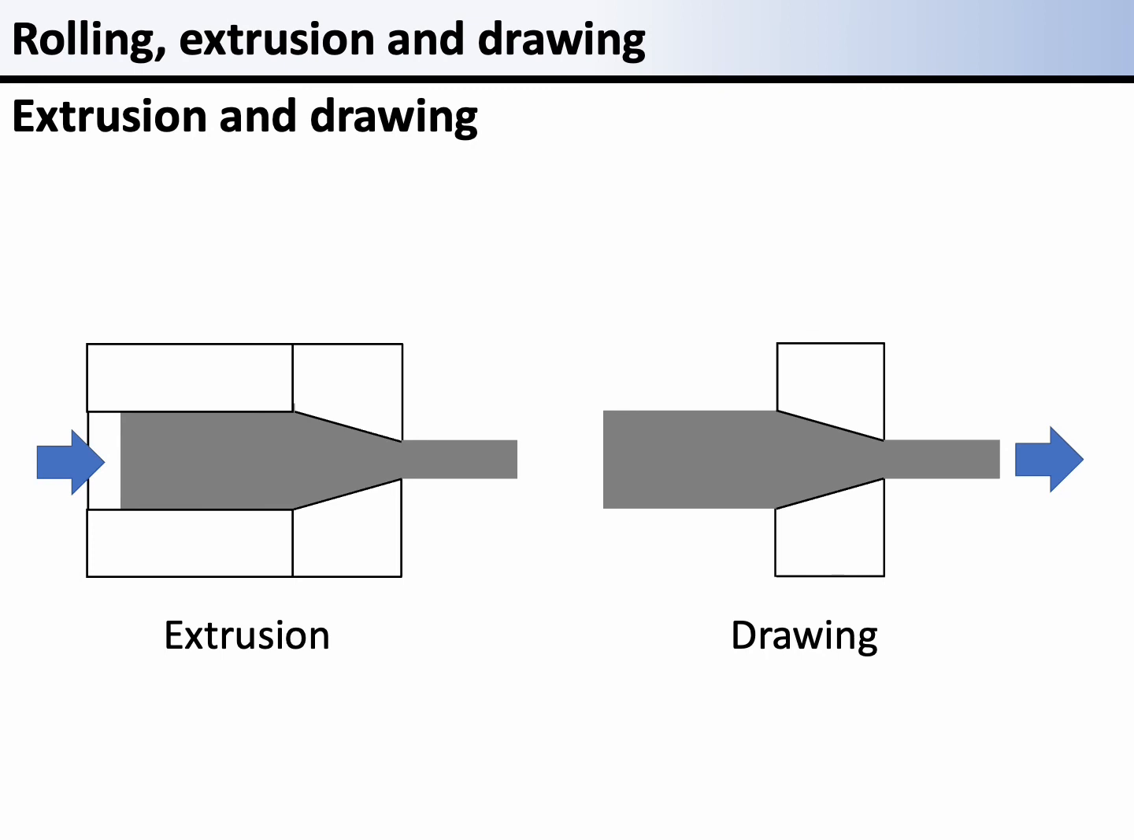In non-metallic materials, this extrusion is also used to process plastic tubes and sheets. Depending on how the materials are passed through the die, there are two types of processing, extrusion and drawing.